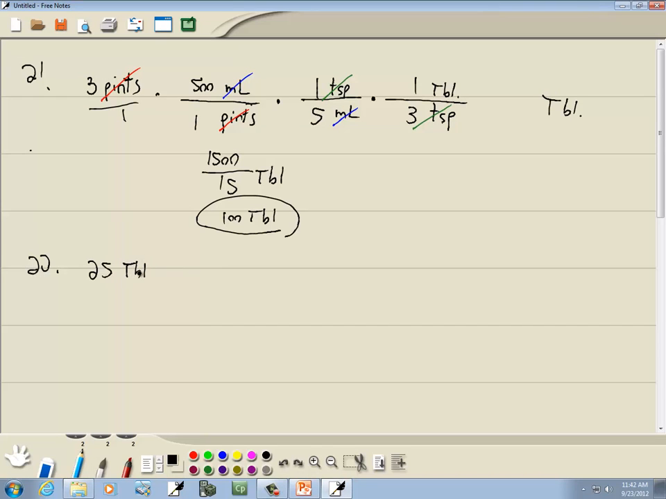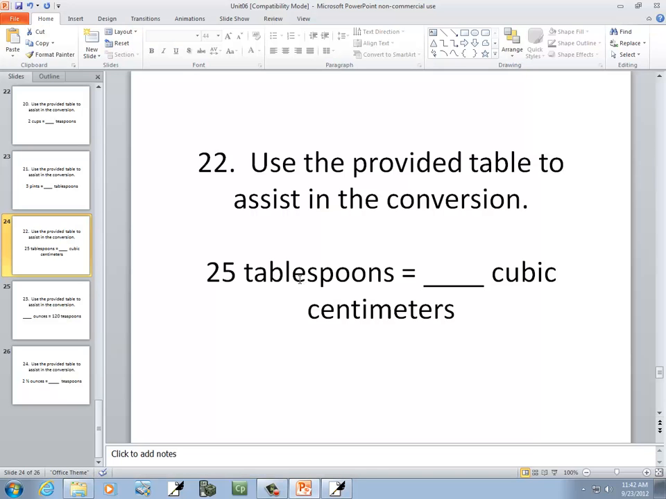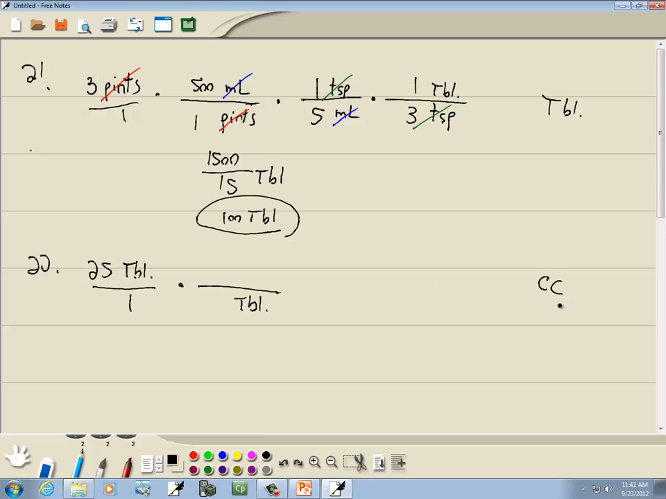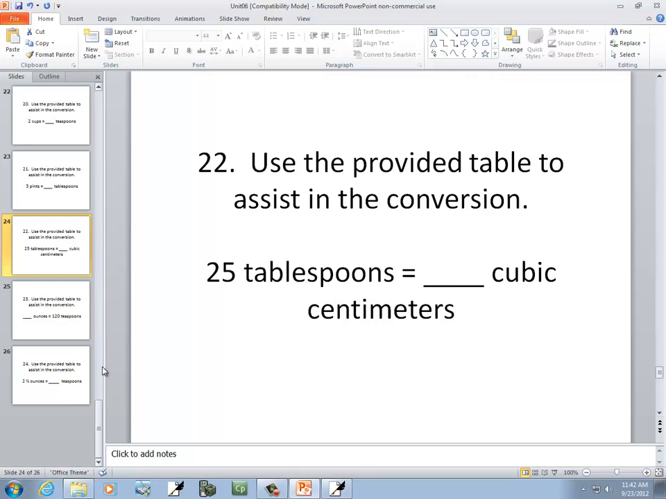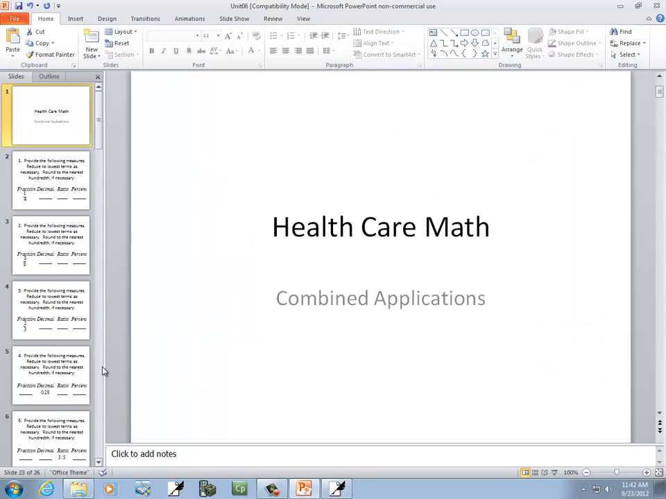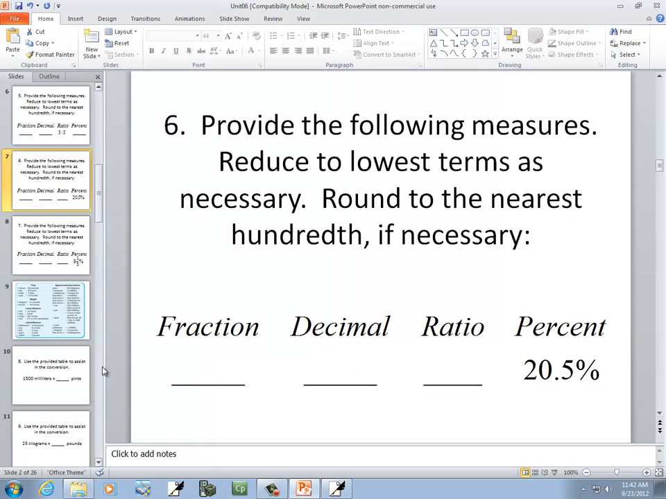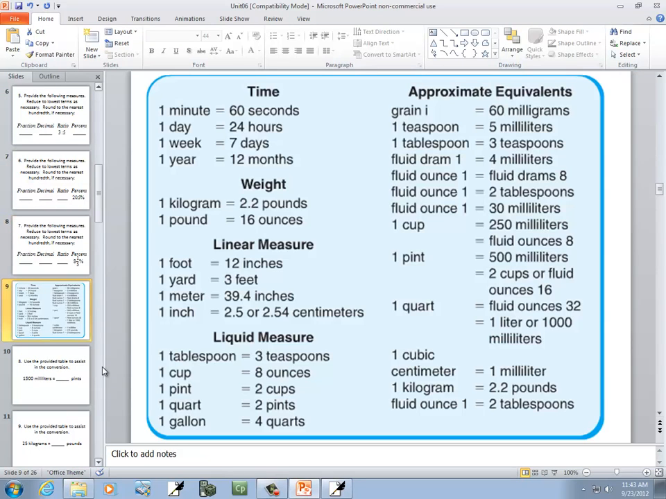25 tablespoons. Put that over 1. And if that's tablespoons here, we have to have tablespoons here. And we want to get to cc's. That's where we're headed. So let's go look at our table. I think cc's, we only have one place. So it makes it a lot easier. cc's is only right here.